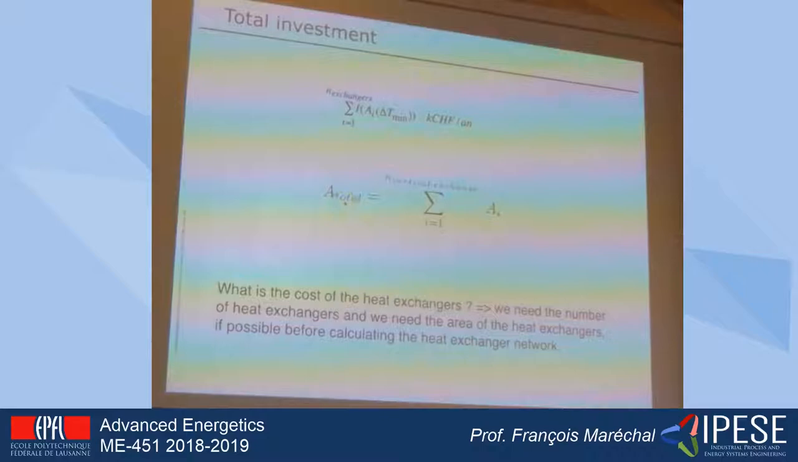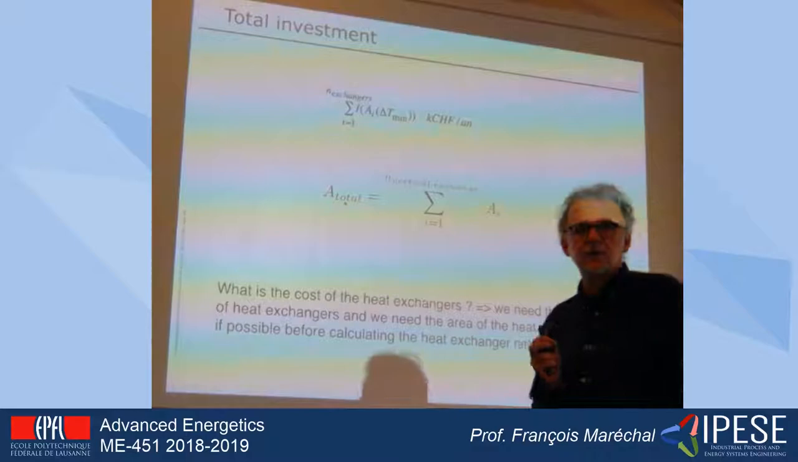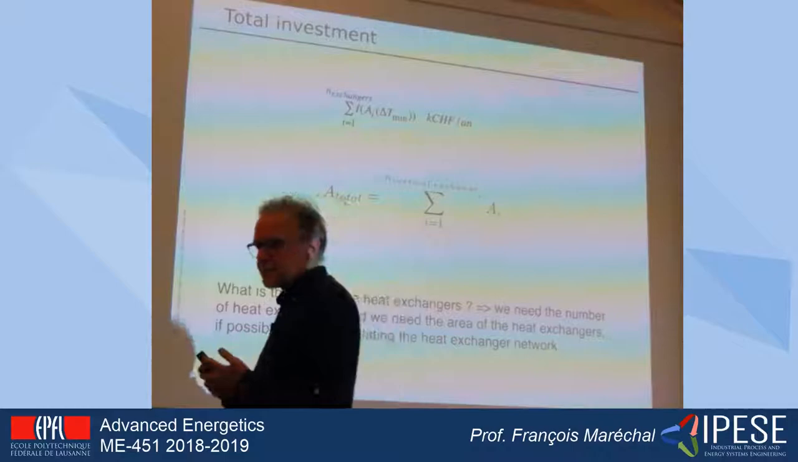the heat exchangers. Now, what is missing there is the number of heat exchangers, because I know that the cost of one square meter is not the same if it is in a big heat exchanger or in a small heat exchanger. Okay? So it means that it would be nice if I would be able to identify what is the number of heat exchangers. Okay?